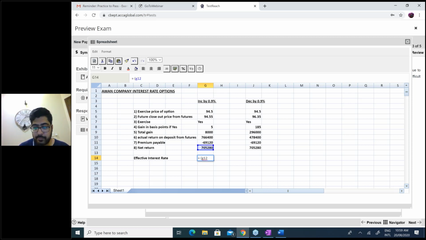G12 over 48 million, the amount of borrowing deposit, bracket closed, into 12 months over time period of borrowing, 4. Let me just add words to make it more clear for you. 408%.